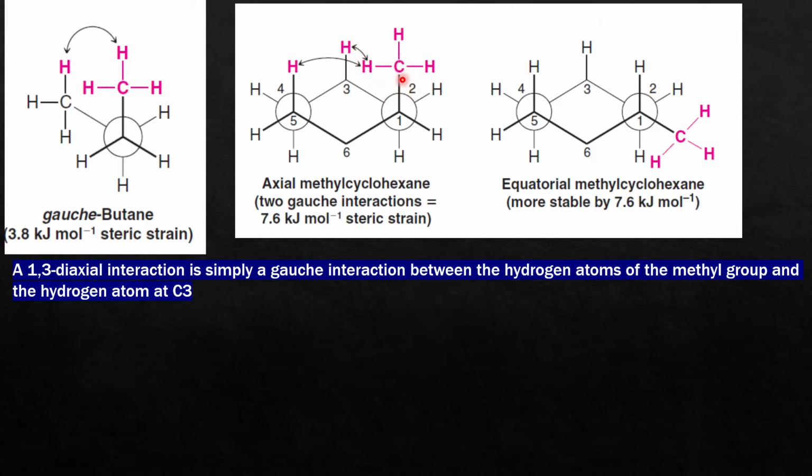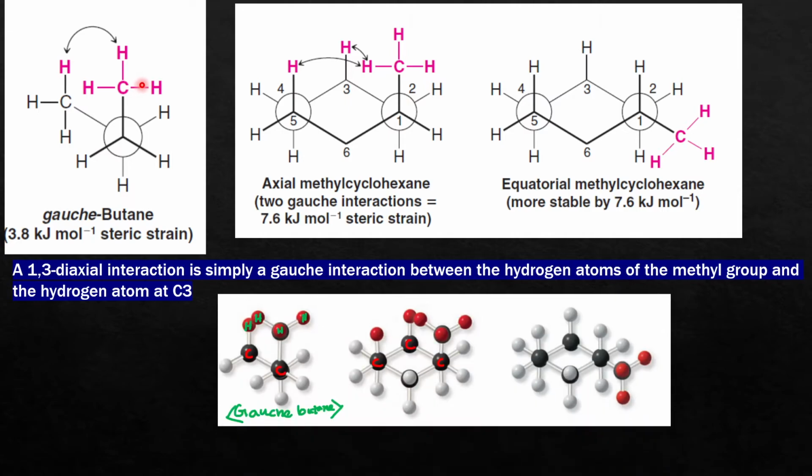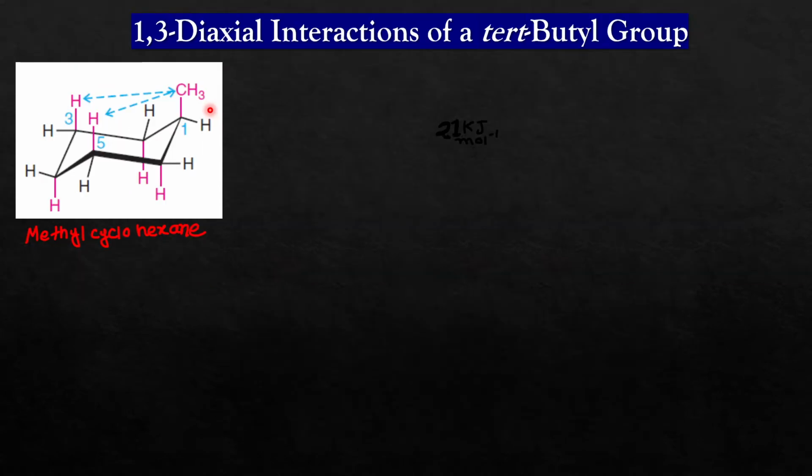However, if this methyl group goes to the equatorial position, as you can see, this is the equatorial methyl cyclohexane, there is no such type of 1,3 diaxial interaction. So you can see that these are basically names only. Gauche interaction is nothing but a type of 1,3 diaxial interaction. So this is the thing, and I hope that you have understood it. And in the next slide, I am going to talk about the 1,3 diaxial interaction in the tert butyl group.